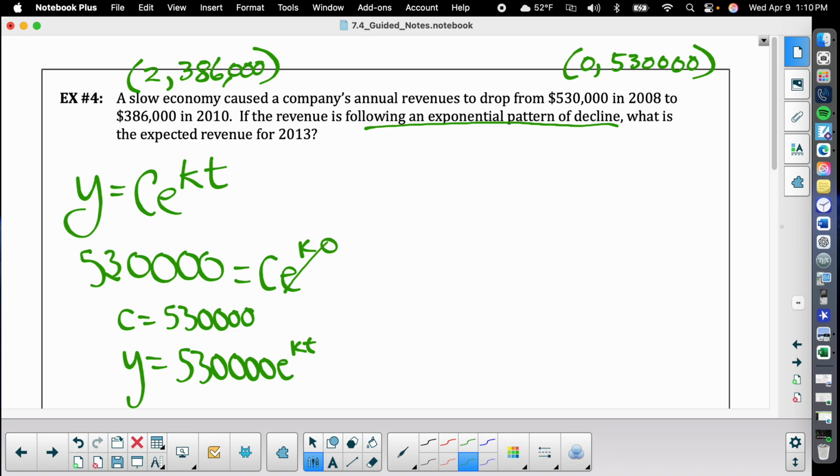He would like some guidance because he wasn't in here for finding K. Well, we know that you can use t as 2 for the next one, and set y equal to 530,000 e to the power of k times 2. We basically take our equation that we just figured out C from, and then put the numbers into that equation. Then divide them and take the natural log of both sides.